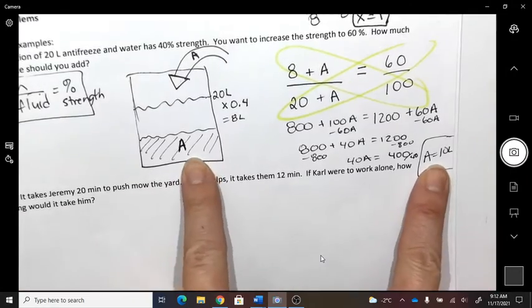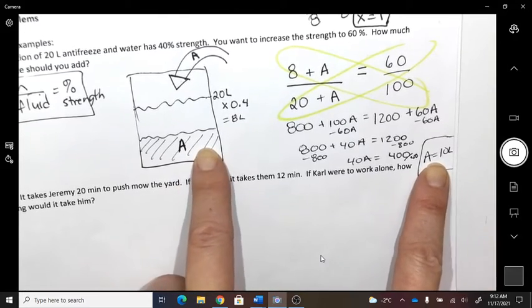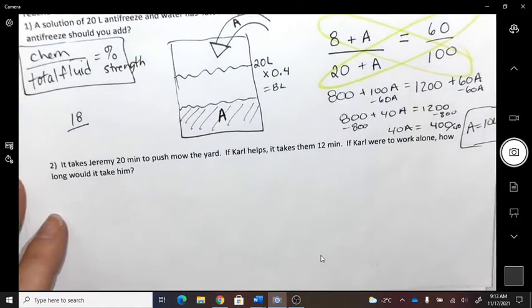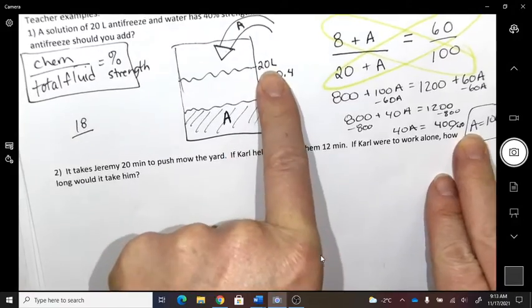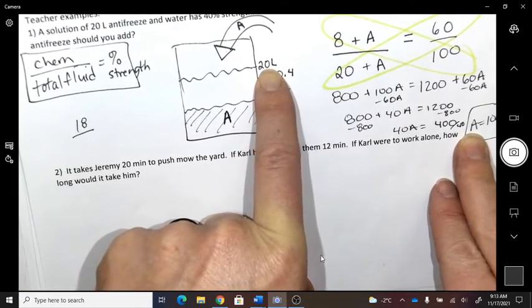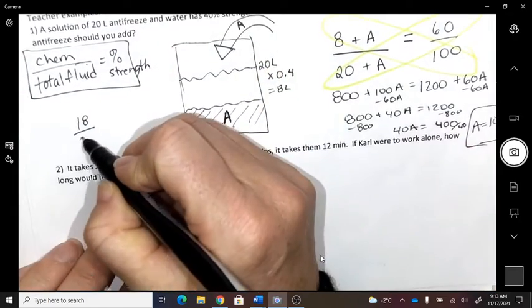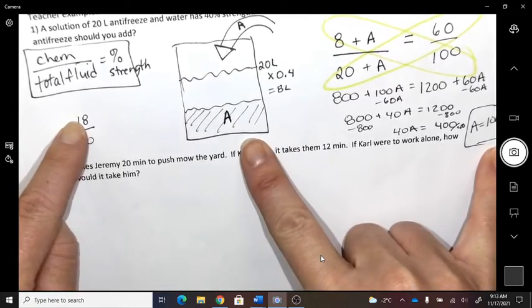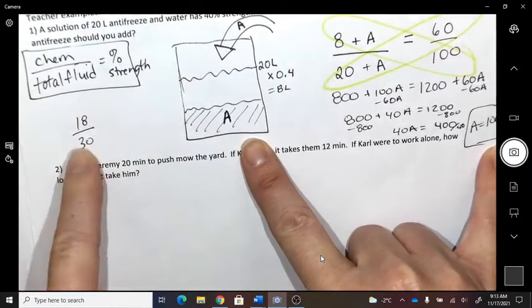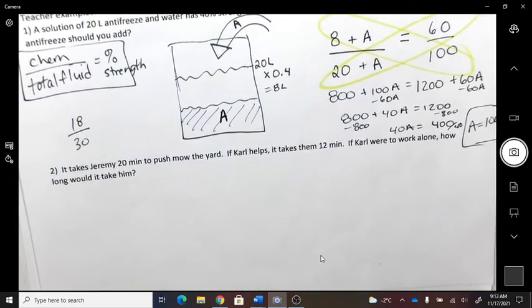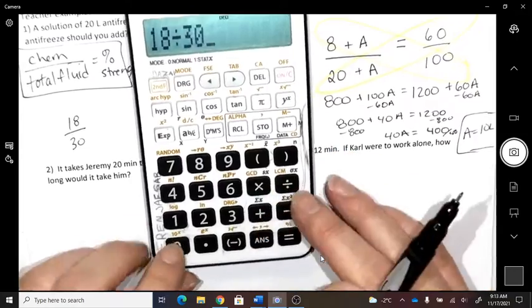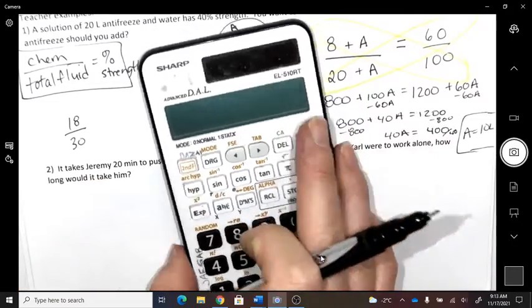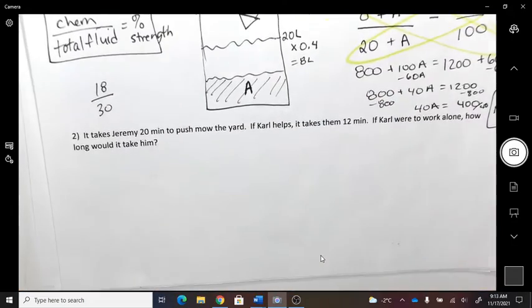So in the end of this, what does my solution look like? So altogether, I would have had 18 liters of antifreeze in this mix. Just checking my answer here. And altogether, my container would have 30 liters of fluid in it. Does that make sense? Altogether, there was 18 of the chemical part of it and 30 of everything. So that divided by that, we should get 60%, right? Okay.